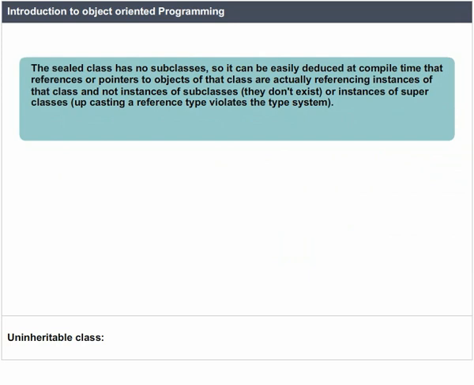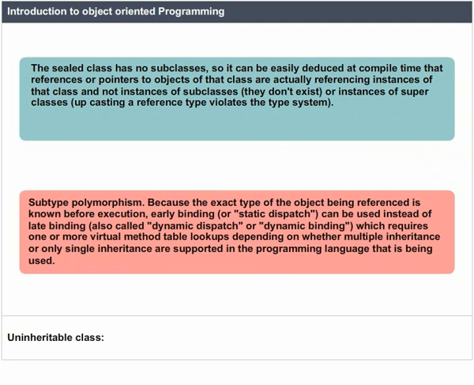references or pointers to objects of that class are actually referencing instances of that class and not instances of subclasses. They don't exist. Or instances of superclasses. Upcasting a reference type violates the type system. Subtype polymorphism. Because the exact type of the object being referenced is known before execution, early binding or static dispatch can be used instead of late binding, also known as dynamic dispatch or dynamic binding, which requires one or more virtual method table lookups depending on whether multiple inheritance or only single inheritance are supported in the programming language that is being used.